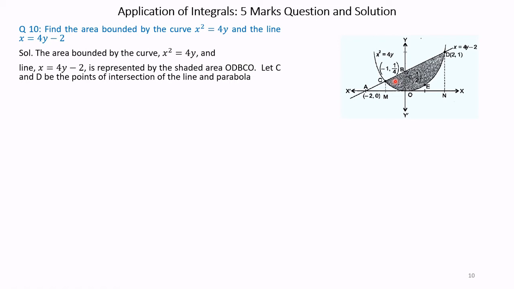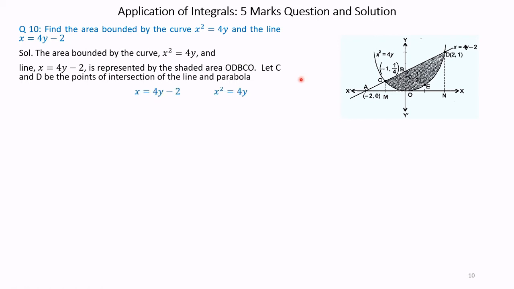The required area is ODBCO. This is the shaded area. Let C and D be the points of intersection between the straight line and the parabola. You know the equation of the parabola is x square is equal to 4y, and the equation of the straight line is x is equal to 4y minus 2. In the examination, they may not give the diagram, but you have to calculate and write it.